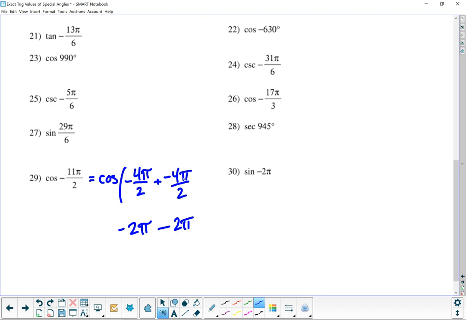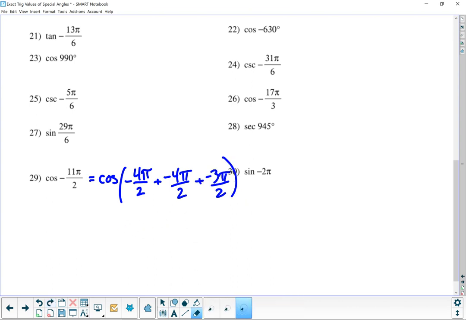Negative 4 pi and negative 4 pi is 8 pi. That's not enough, so I've got to do a little bit more, so I'm going to add another negative 3 pi. And that's not a full circle, but you know what? That wraps it up. Again, I'm only after this last part because that tells me where I'm currently at, which is negative 3 pi over 2. So I'm just after cosine of negative 3 pi over 2.